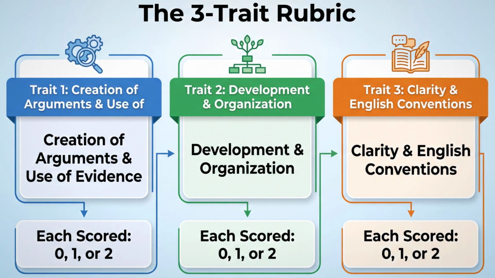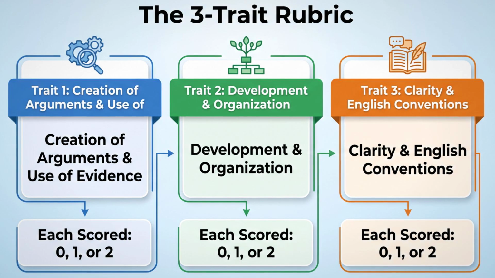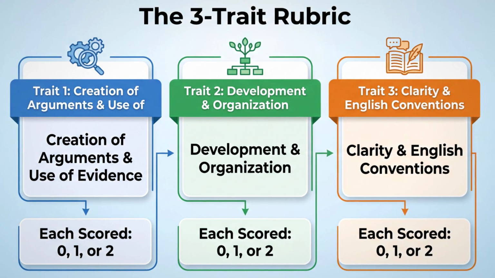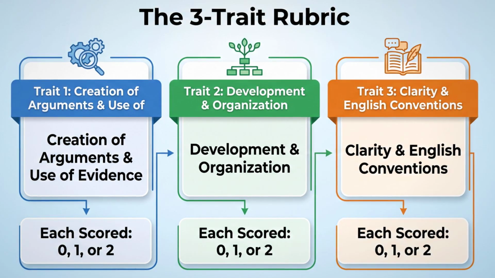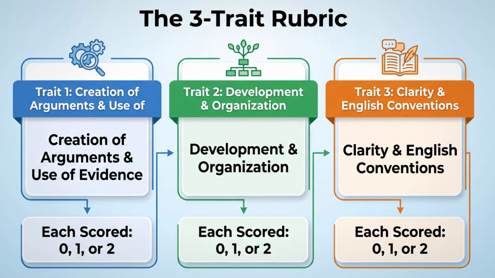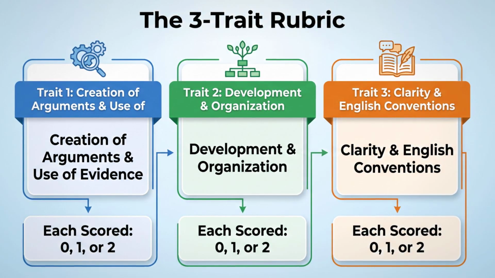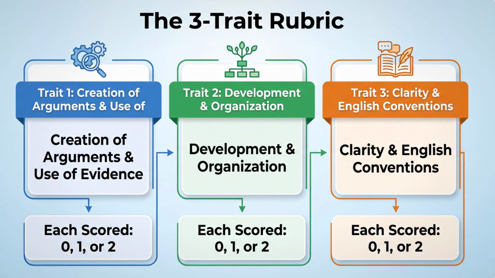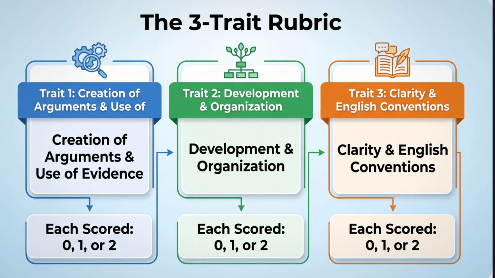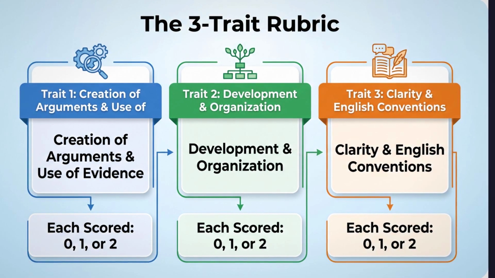Your essay is evaluated using an official 3-trait rubric. Scorers don't give a single grade. They assign a score of 0, 1, or 2 to each of the 3 traits separately. The first trait is creation of arguments and use of evidence, focusing on your analysis. The second is development of ideas and organizational structure, which covers how you build and arrange your points. The third is clarity and command of standard English conventions. Understanding these 3 areas is key to writing an effective response.